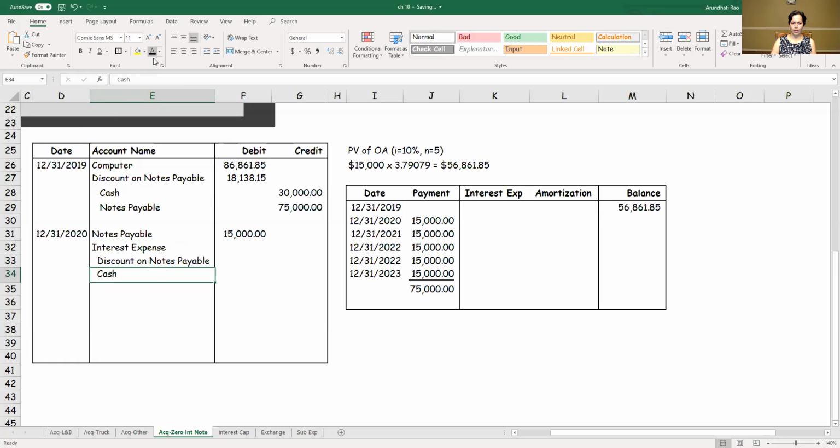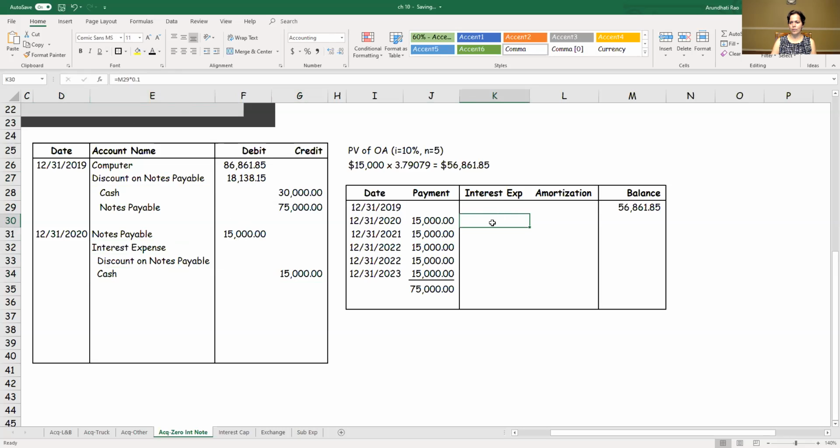And I have a cash payment. How much cash am I paying? It's 15,000, that payment. Okay, so it's 15,000. So the question over here is, of this 15,000 that is paid, how much of it is interest and how much of it is towards the principal?